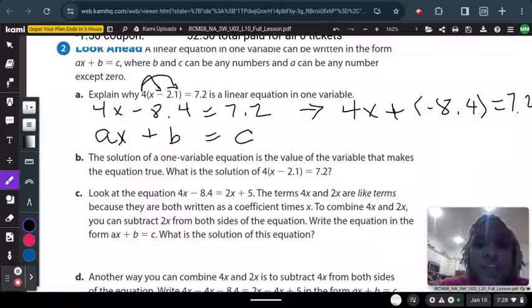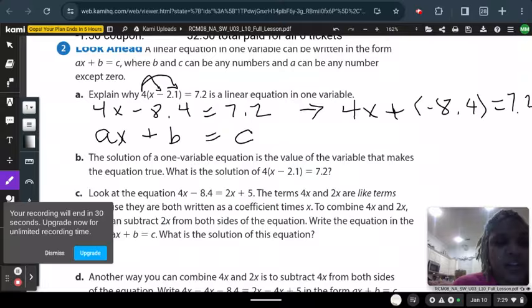All right. So it says B, the solution of a one variable equation is the value of the variable that makes the equation true. So in this problem for B, they're asking you to solve for x. If you did not get the correct answer for A above, pause it, work it out, solve for x, then come back to the video and let's see if you got the right answer. Do not just sit and copy all this worked out, okay?